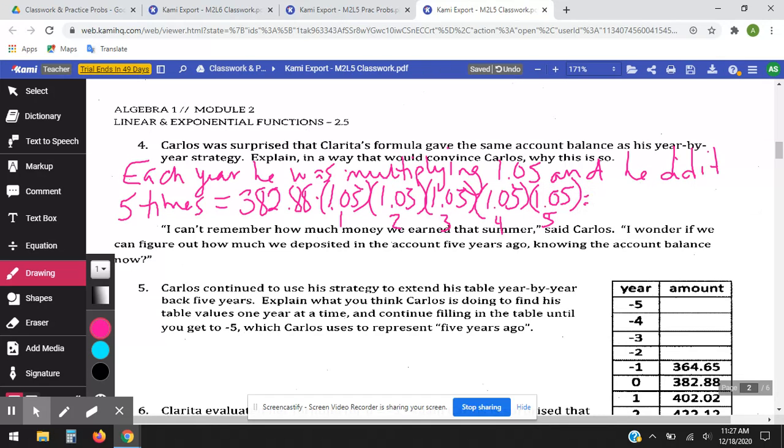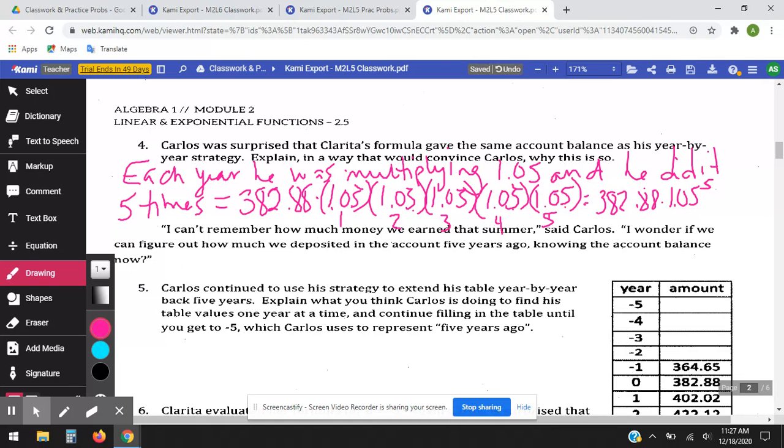to get the 488.66. So essentially, he took 1.05 times 1.05 times 1.05 times 1.05 times 1.05, which is the same thing as 382.88 times 1.05 to the 5th power.